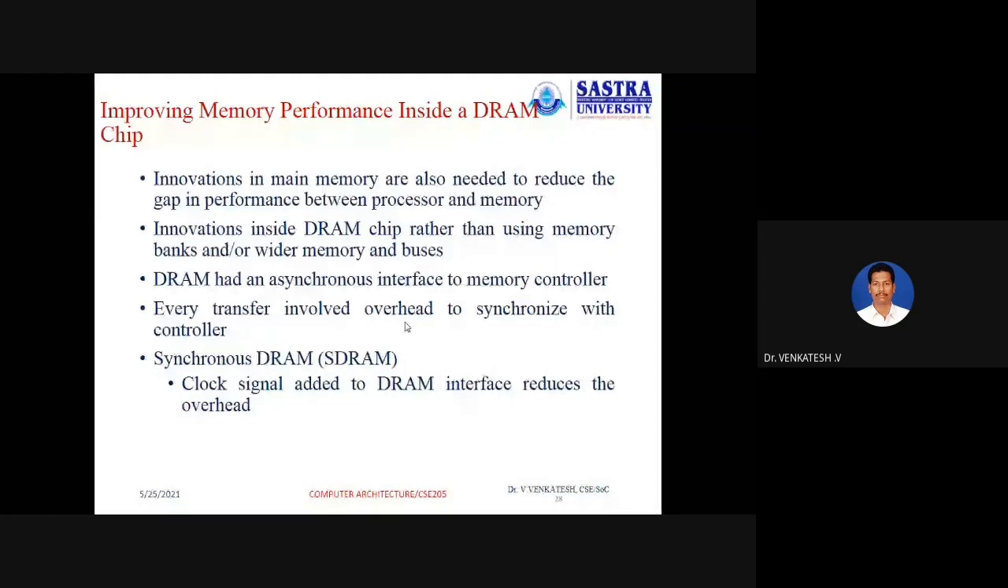In that case, the innovation also needs to reduce the gap in performance between the memory and the processor. So we have to reduce that gap, between the memory speed as well as the processor performance. As we already said, some optimization has to be done with the access time for the memory along with the processor. So the developer has to think about the optimization methodology in order to increase the speed.